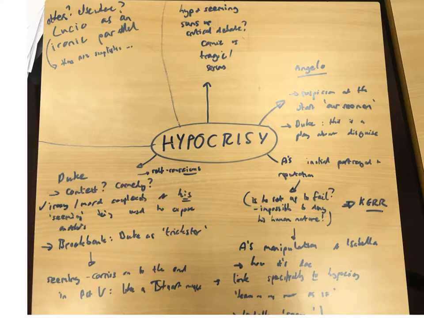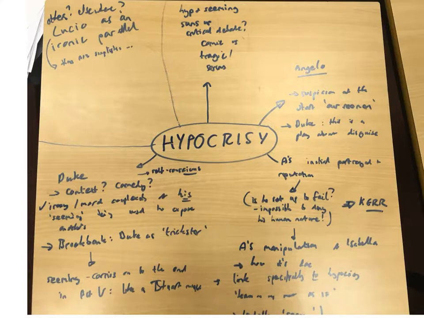for Shakespeare to undertake a serious examination of the problems in contemporary London through his use, of course, of the setting of Vienna. So this theme of hypocrisy, seeming, appearance versus reality in many ways sums up the critical debate of Measure for Measure as a problem play.